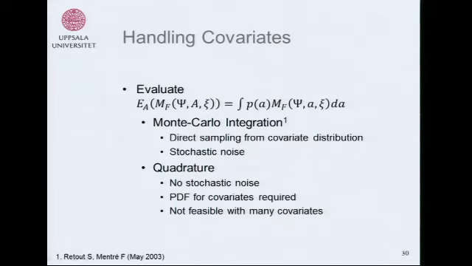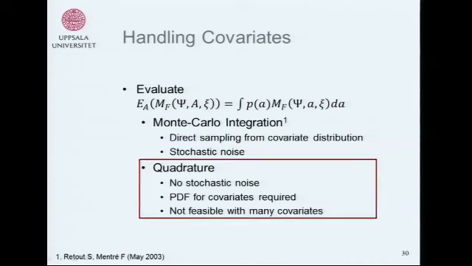So the first thing we have to handle is the covariates. What we want to do is calculate the Fisher information matrix over the covariate distribution that we have from those clinical trial databases. And there are two ways to do that, or at least two ways. We could solve this integral here with Monte Carlo integration, which has the advantage that we can directly sample from the covariate distribution, so we have the true distribution. But it has a disadvantage that we have stochastic noise, which makes the optimization afterwards a bit harder.